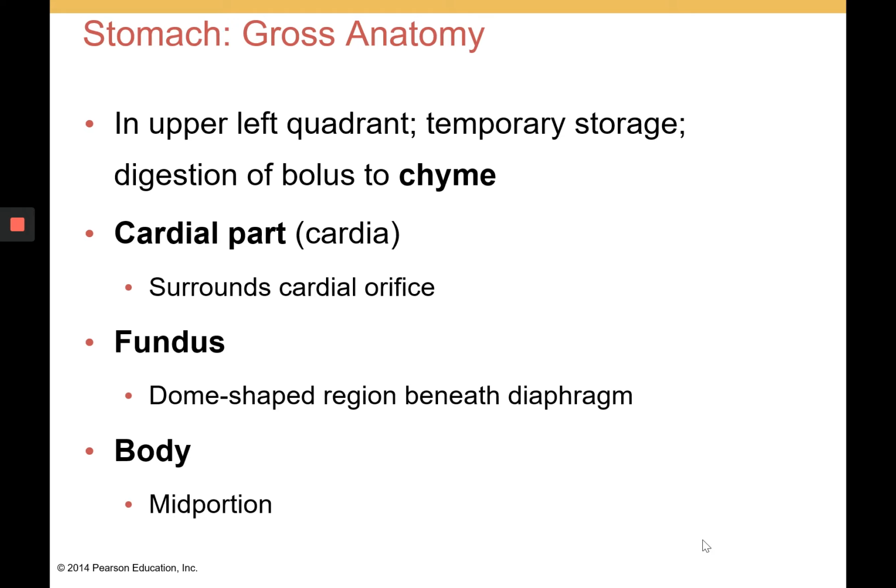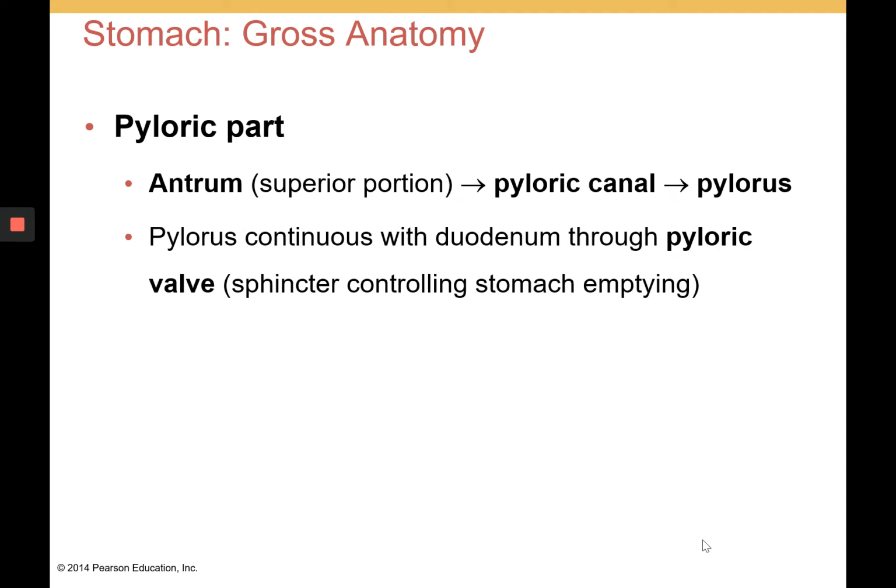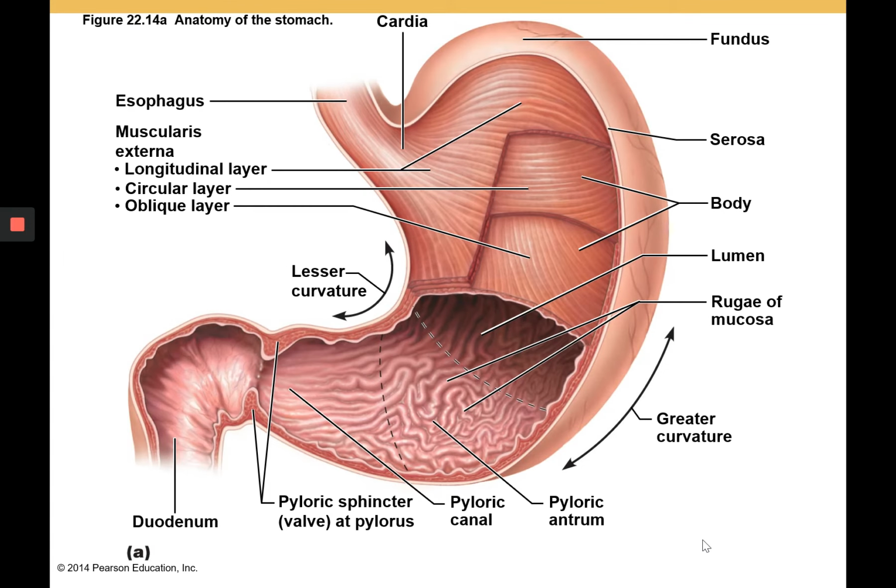The main part or mid-portion of the stomach is called the body. And the pyloric part of the stomach includes an antrum, a pyloric canal, and a pylorus. The antrum is adjacent to the body, the pyloric canal adjacent to the antrum, and the pylorus is a narrowed region that leads to the pyloric valve or pyloric sphincter. Here we can see those images.